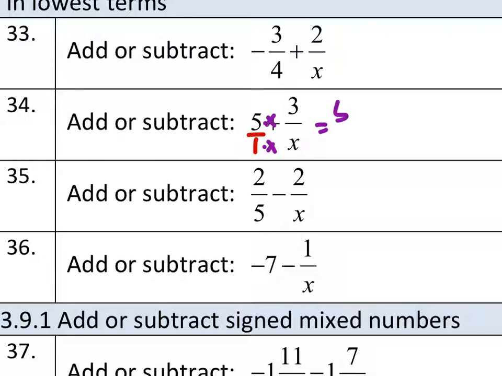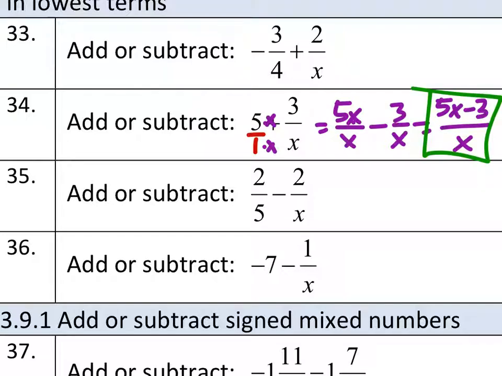See, now I've got 5x over x minus 3 over x. Well, those are the common denominators. So we'll make it a common denominator of x. And then I'll combine my numerators, 5x, and then minus 3. That's about as far as we can take this one.